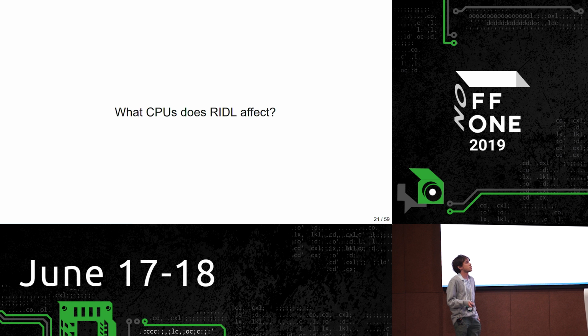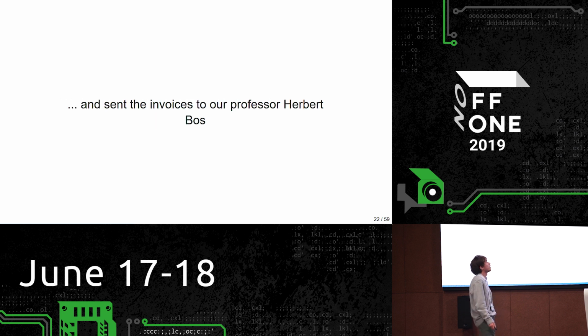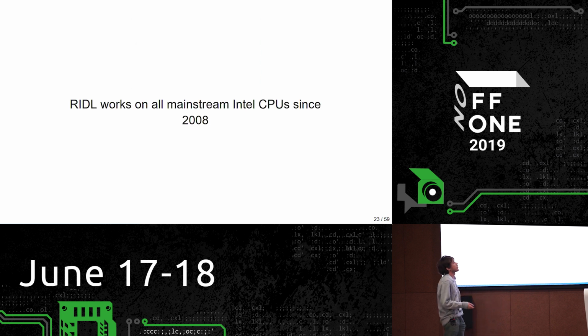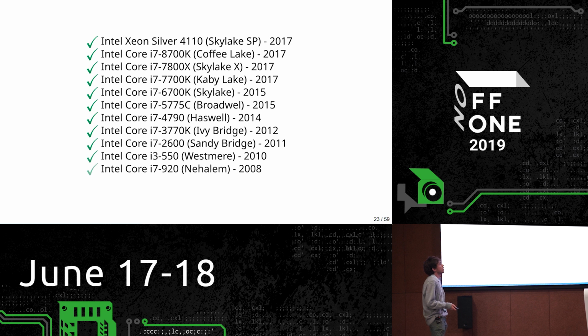So one question is, of course, what CPUs does RIDL affect? We bought Intel and AMD CPUs from every generation since 2008. And of course, we are poor PhD students, so we send the invoices to a professor who gladly pays for a system. And this is what it looks like. We built an IKEA rack with all the hardware that we bought, all the motherboards, a massive amount of LAN cables connected, and we test our vulnerability on all of these CPUs. And what we found is that RIDL actually works on all mainstream Intel CPUs since 2008. So these are the CPUs we actually tested it on.